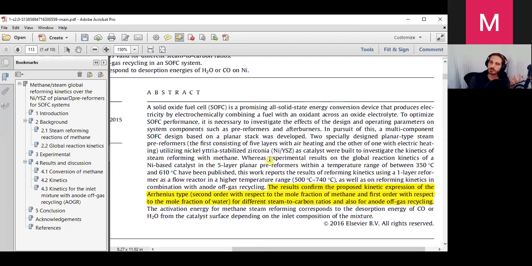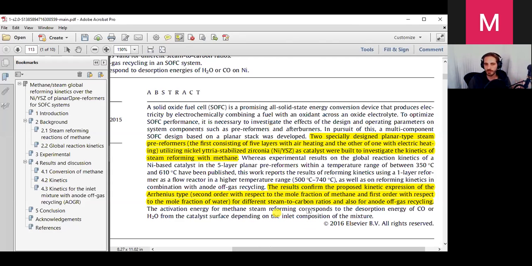I would also note that often I'm interested in how they did the experiment. This one, they have it, right? They're talking about two specially designed planar steam reformers utilizing nickel yttria stabilized zirconia. Okay, it's a little bit more detail than I might need, but at any rate, they built their own pair of steam pre-reformers with a particular catalyst. That's great.